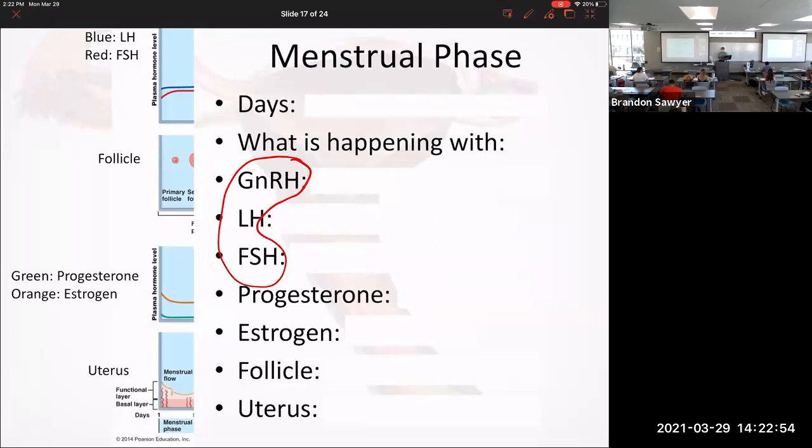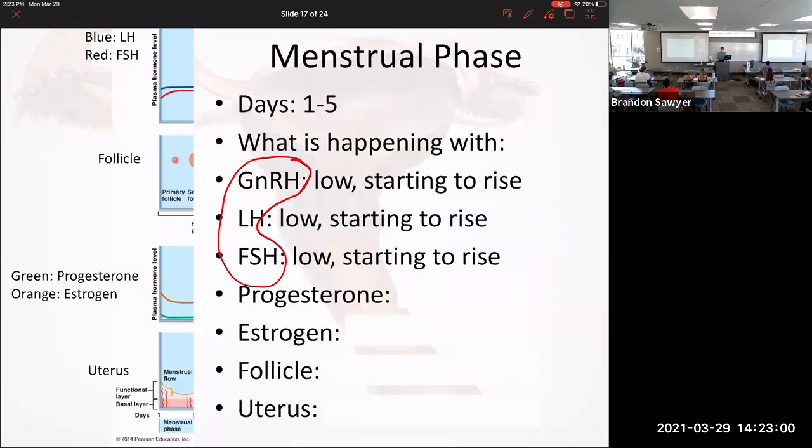But so menstrual phase, the days 1 through 5, right? So what's happening with each of those hormones? Again, those 3 are going to all be the same pretty much, right? They're low, but they're starting to rise, okay? Because the progesterone was inhibiting their release, so the progesterone's gone now, so they're able to start rising, okay?